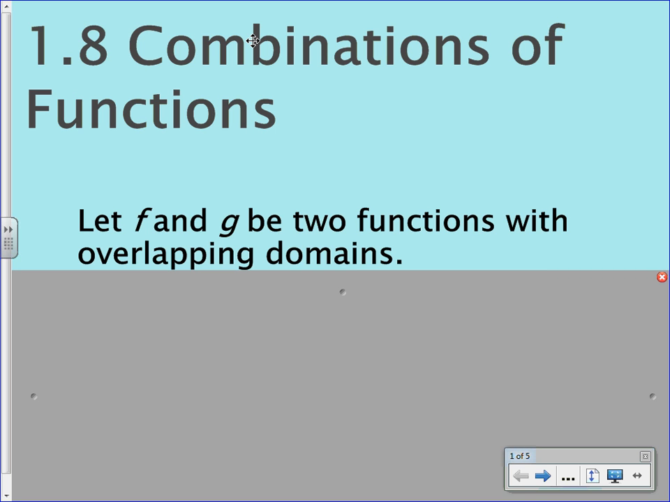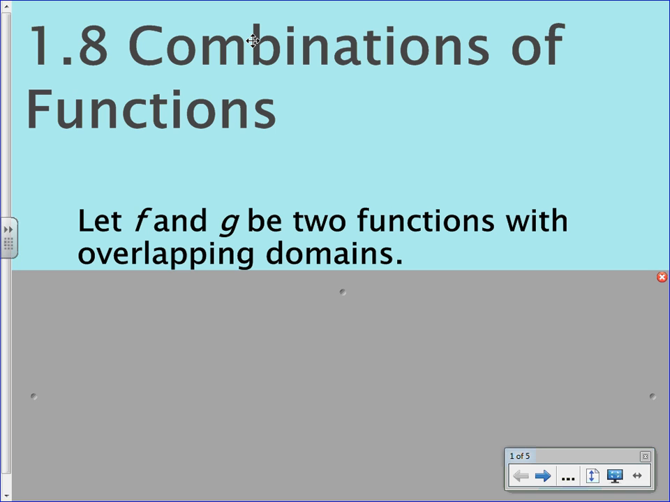Okay, today we're going to be working on what we call combinations of functions. We're going to talk about 5 ways to combine functions together. We cannot combine functions unless they have overlapping domains. If they have nothing in common, we can't do anything with them. You're never going to see that. Anytime I give you 2 functions to combine, they're always going to have overlapping domains.